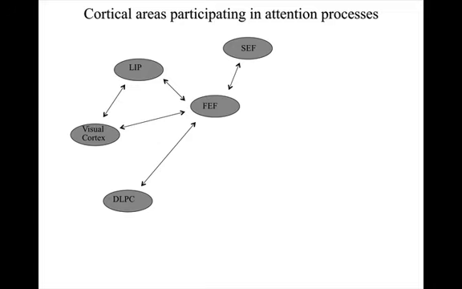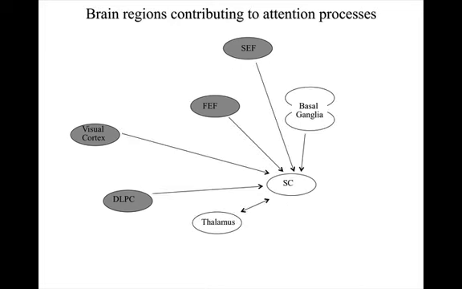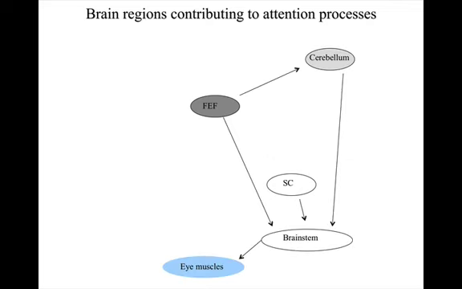If we have a closer look at the relevant connectivity just within the cortex, there's strong reciprocal connectivity between all these cortical areas. Then they all project directly to the superior colliculus, and the thalamus and even the basal ganglia also project directly to the superior colliculus. And the superior colliculus, as I mentioned, controls the eye muscles via the brainstem. But in fact, both the frontal eye fields and the cerebellum also influence eye muscles via direct projections to the brainstem.